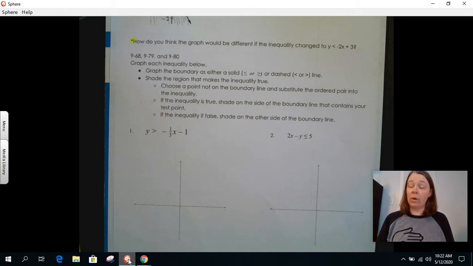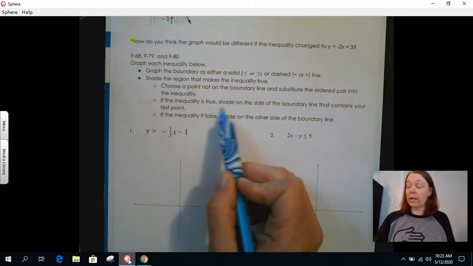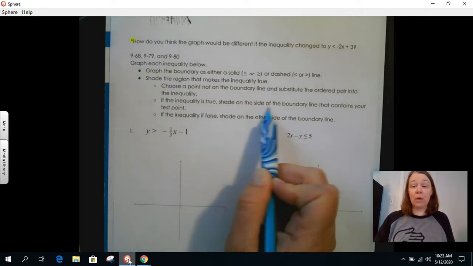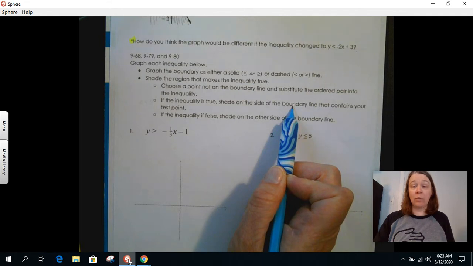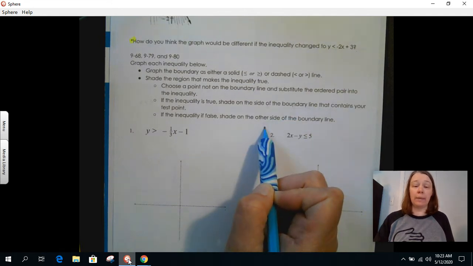So to do that, we're going to test points sort of like we did when it was a single variable, and we're going to shade on the side where it's true. Okay, so we'll choose a point not on the boundary line and substitute the ordered pair into the inequality. If the inequality is true, we'll shade on that side of the boundary line. That's the side where that test point is. And if it's false, we shade basically on the other side.